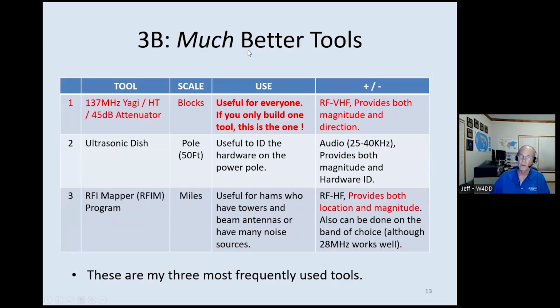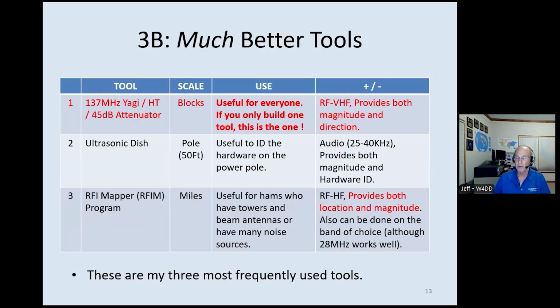So, much better tools, the tools I like to use most often. First is a 137 megahertz Yagi with an HT and an attenuator. The scale is, you can cover blocks pretty easily. Very useful for anybody. It's a very simple tool to build. If you only build one tool, this is the one because it's so versatile. It works at VHF, and it provides both magnitude and direction. You can point it, you can narrow things down, and then the magnitude can be measured with the attenuator.